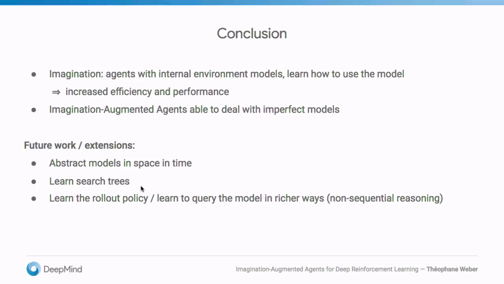Learn search tree, and very finally, the use of the word imagination is a bit aspirational because our rollouts look very much like simulation, like the kind of things you do in model-based RL. But this approach allows you to potentially query the model in richer ways to do non-sequential reasoning, to perhaps imagine things which are not likely, but important for you to think about, maybe a worst-case scenario or so.